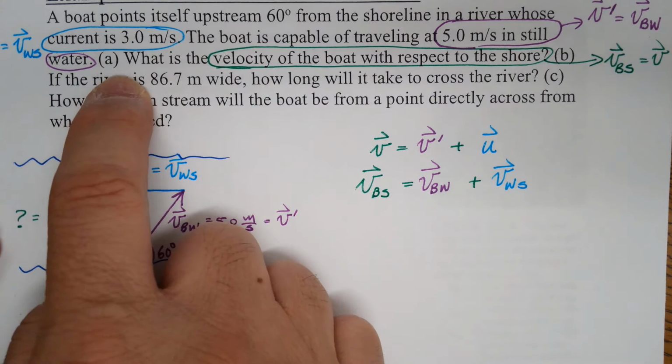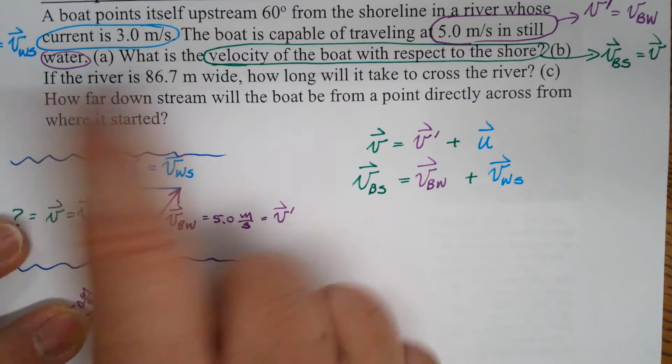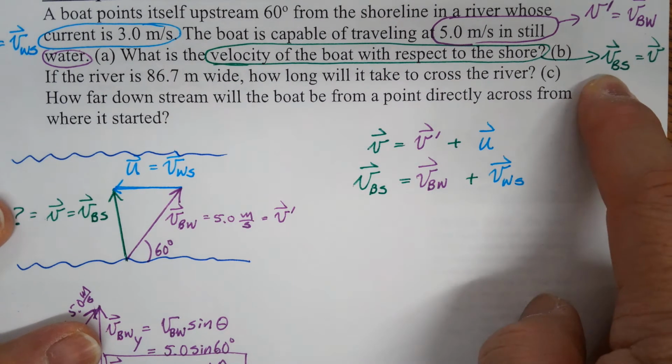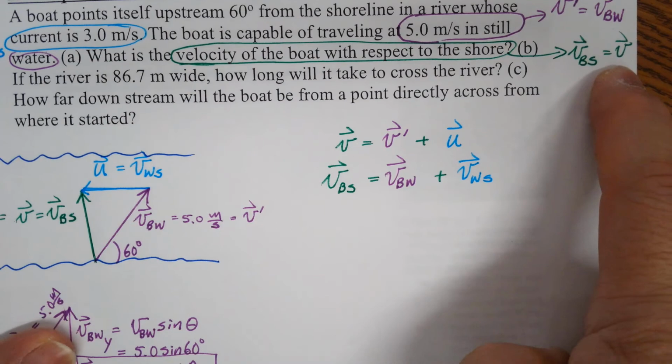So let's do part A first before we even go to part B. What is the velocity of the boat with respect to shore? That's V boat with respect to shore, BS. And that's just the green V.